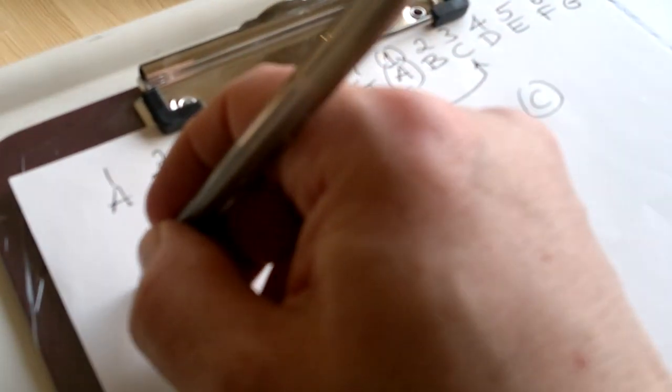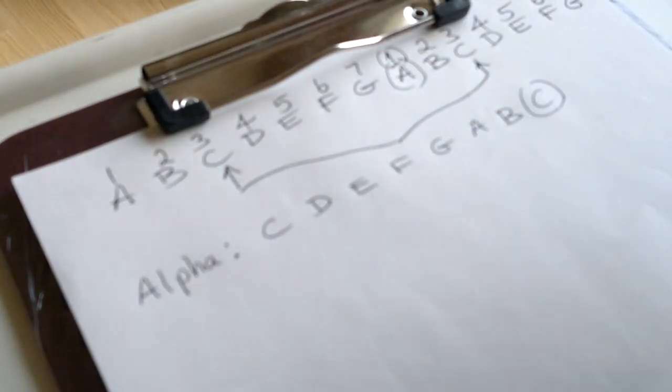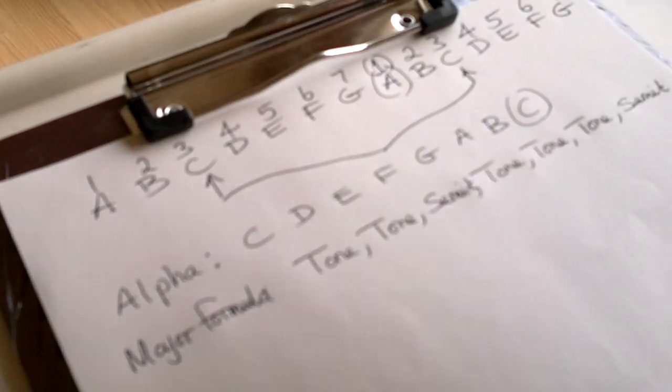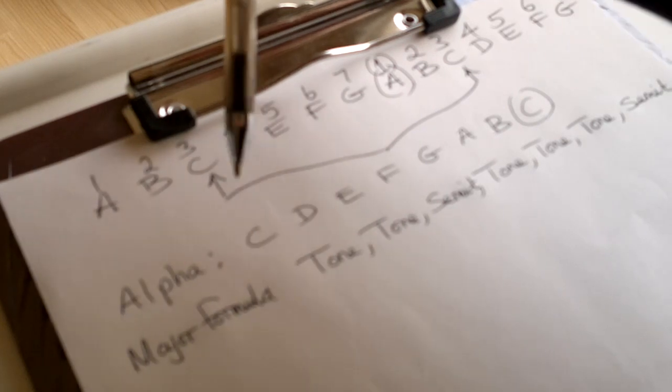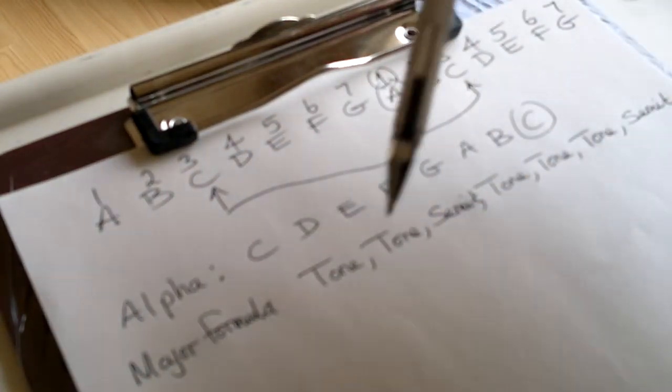This is just the alphabetical. So I've just put the abbreviated word alpha there. Here I've wrote the major formula, so we can convert this alphabetical C to C through this formula.